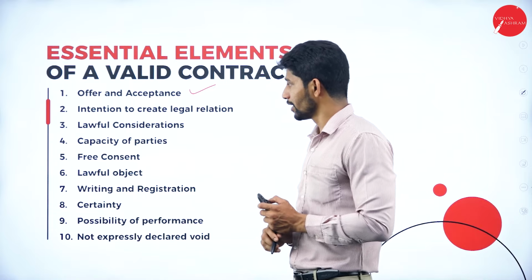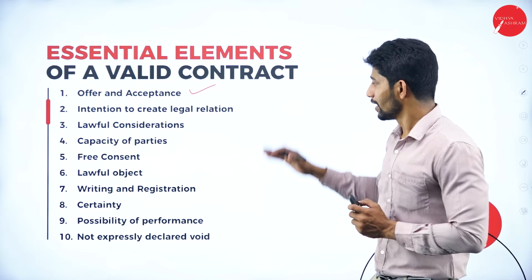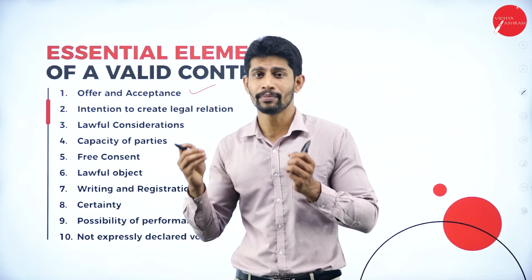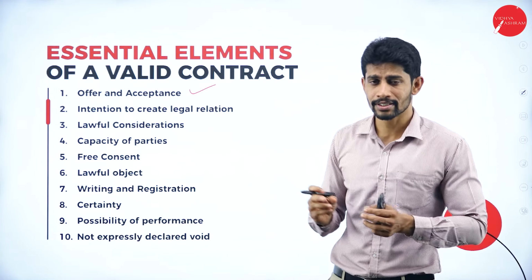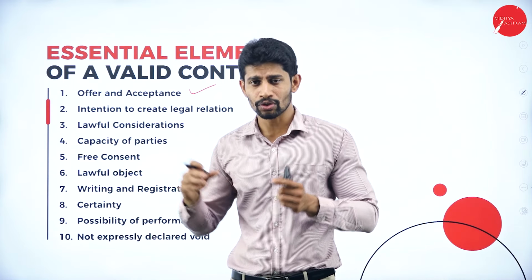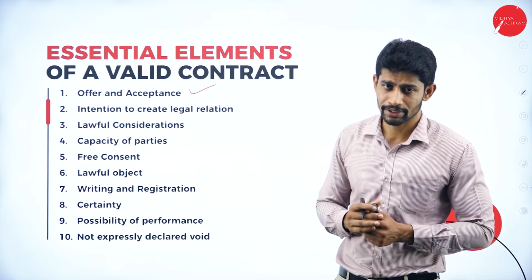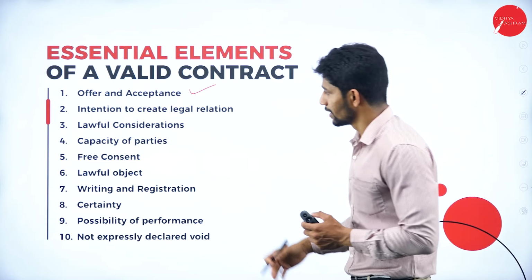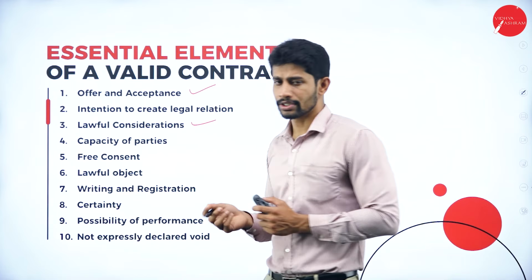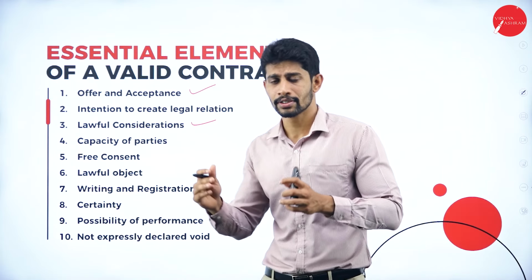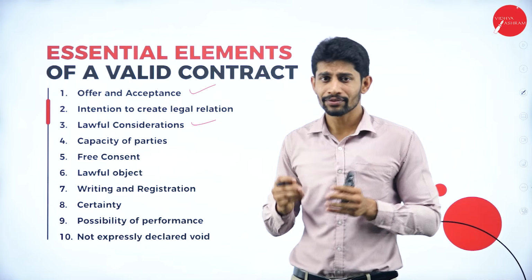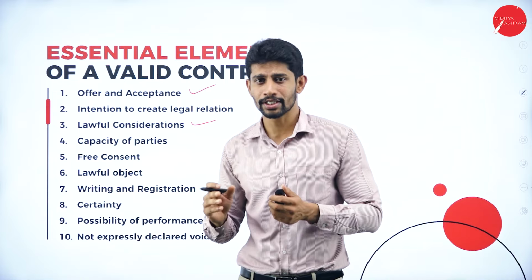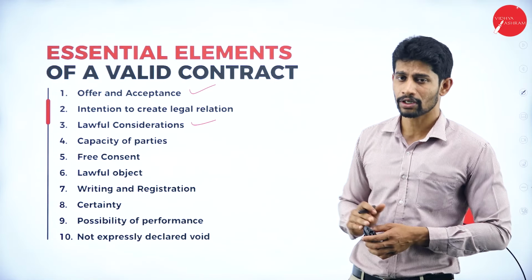The second element, intention to create a legal relation. That means both the parties should have an intention to create the legal obligation. Whatever the rules and regulations are, they are supposed to be ready to get into that particular legal obligation. Then only we can call it a legal or valid contract. Next one, lawful consideration. Lawful consideration is nothing but both the parties should have the consideration according to the law. Whatever the law says, according to that they should have the consideration in that particular contract.